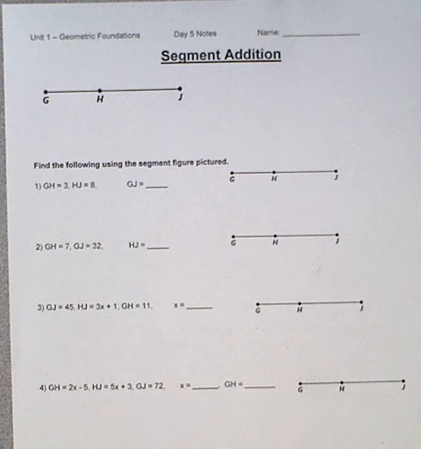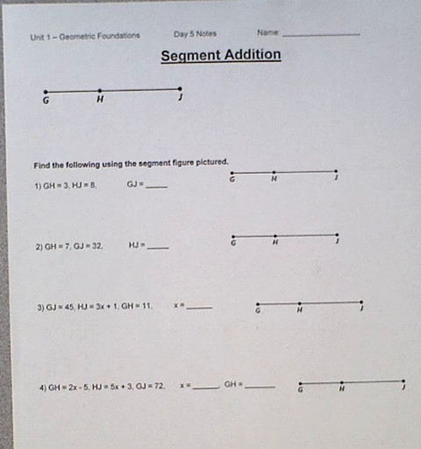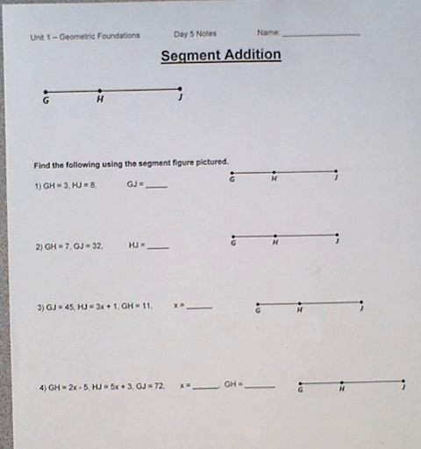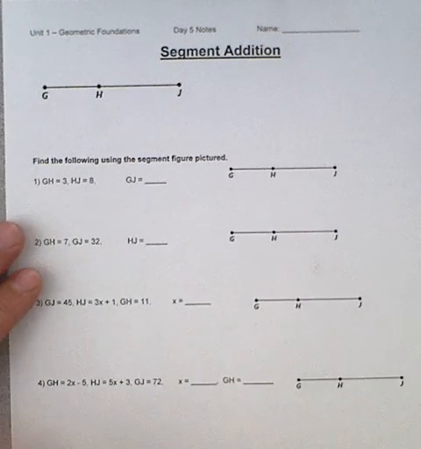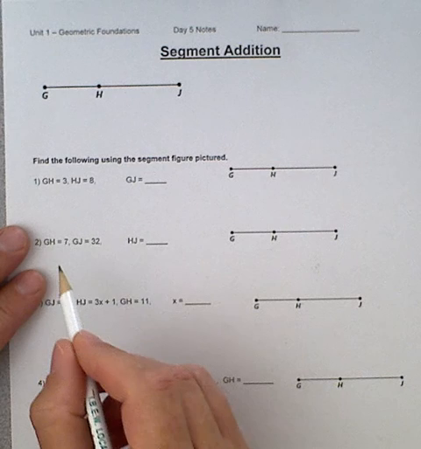Alright, so here we are with segment addition. Every time you get a problem like this, you draw the picture, label the picture. Luckily for you, it's already done here. Half of it at least. So, the picture is drawn, all we have to do is label it.